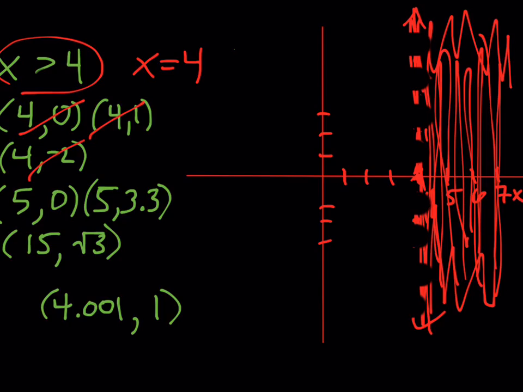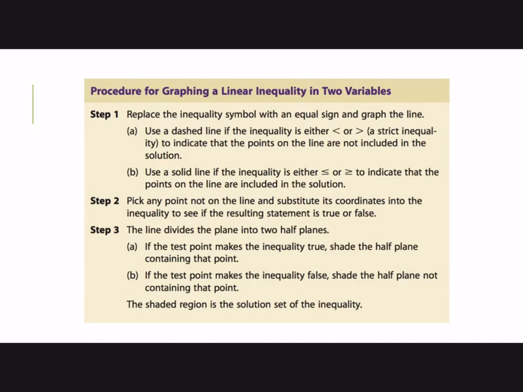Here's a summary of the procedure for graphing a linear inequality. We temporarily replace the inequality symbol with an equal sign and graph that line. This is called the boundary line.